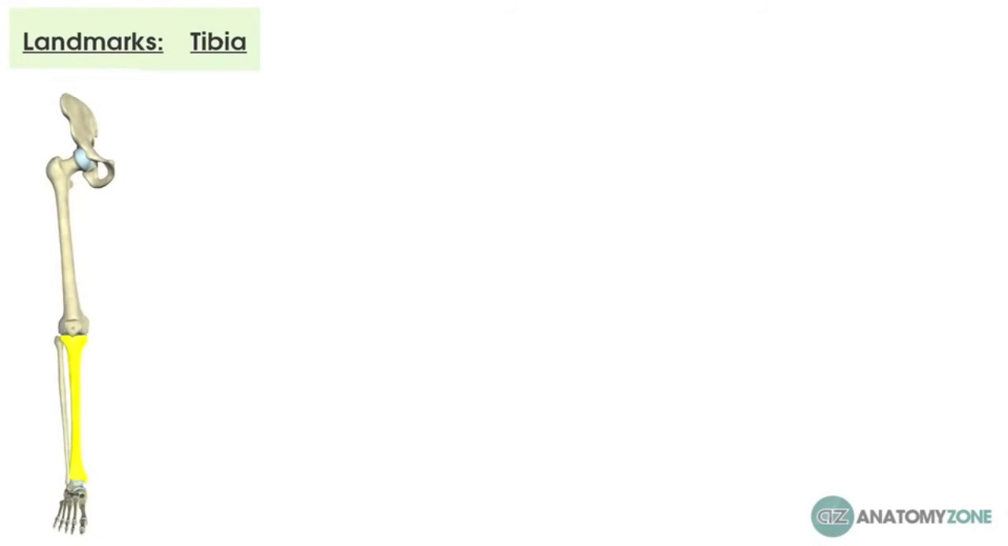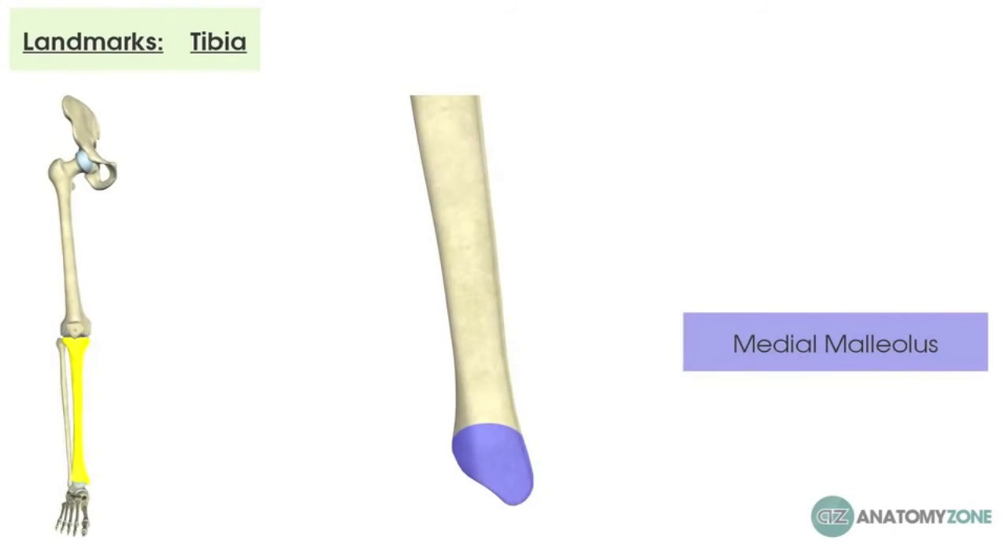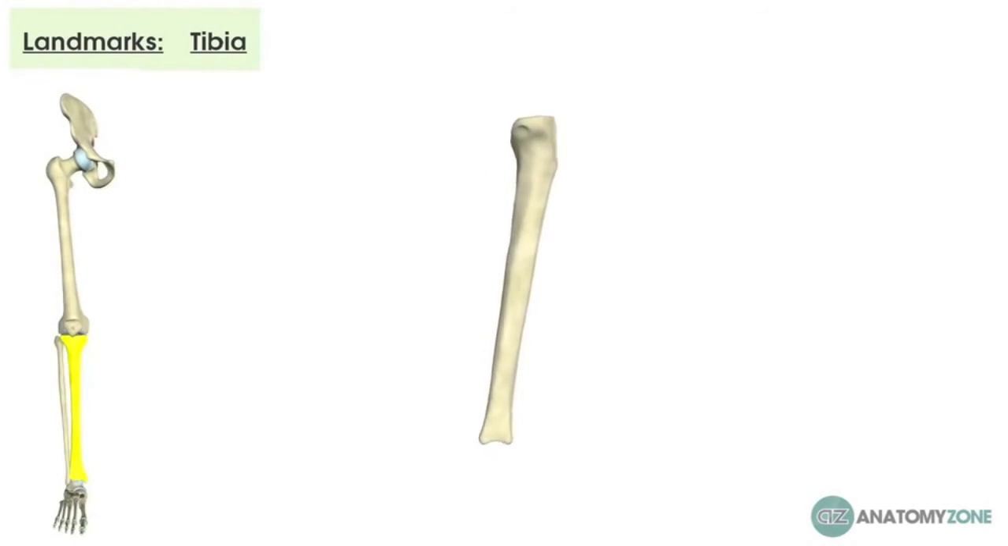So next let's just think medial malleolus, which is the most distal point, and that forms the inner portion of the ankle. And just to add a little bit more to this, the tibia is the commonest fractured long bone in our body.